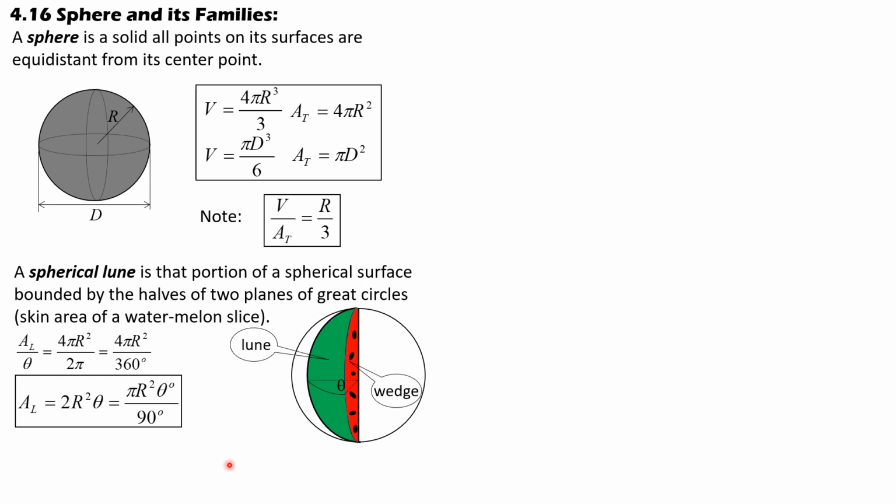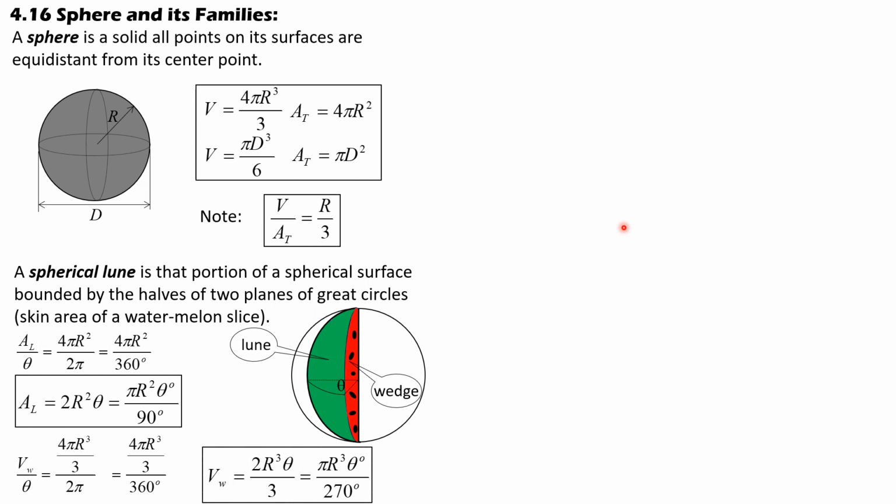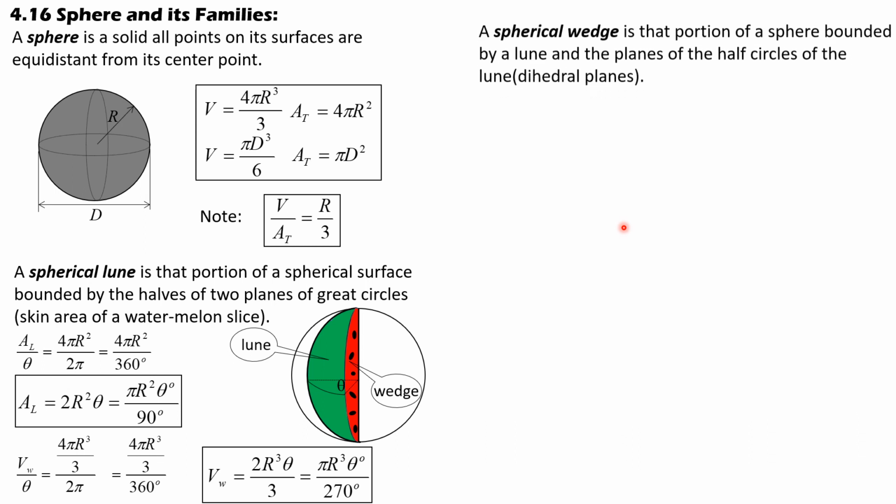Then for the volume of the wedge, volume of wedge as to theta equals volume of sphere 4/3 pi r cube as to 2 pi if theta is in radians, then 4/3 pi r cube as to 360 degrees if theta is in degrees. And the formulas would be as follows. But I don't also want to memorize these formulas. I'll just apply this proportioning of the angle so that I can conveniently apply the formula or derive the formula.